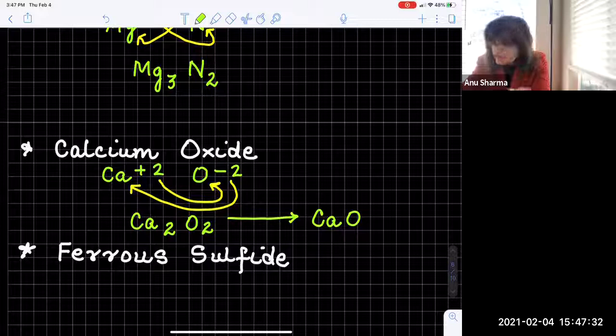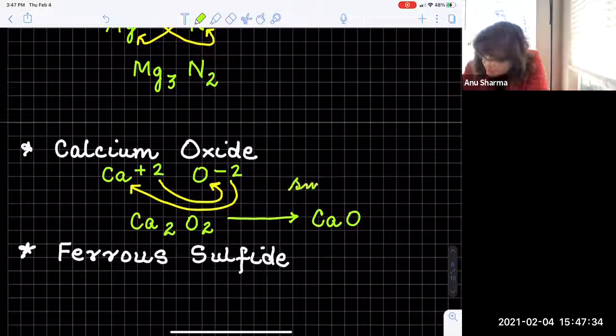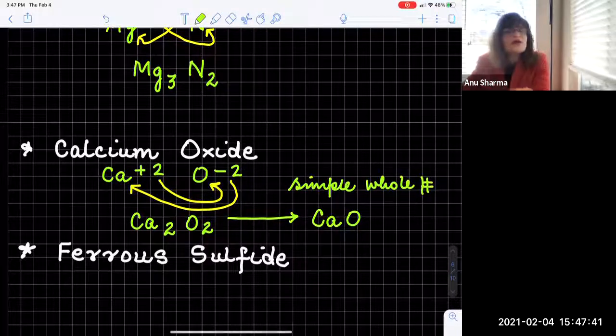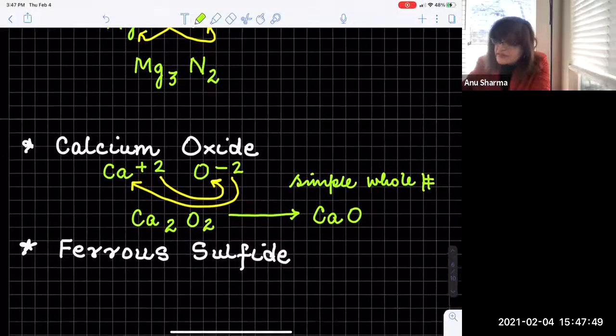And you always write down the simple whole number ratio. If you can simplify it, then you should put it in the simpler form. So that is why the real formula of calcium oxide is CaO. Okay, next is ferrous sulfide.